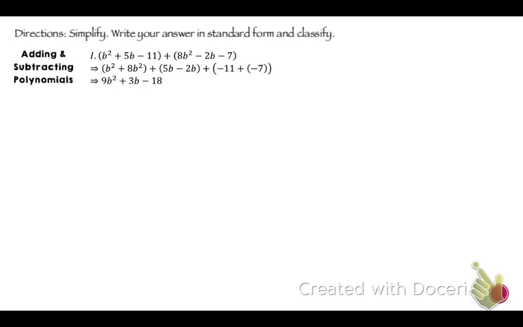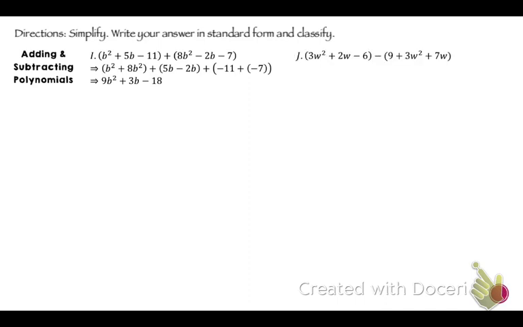So adding and subtracting these, really all you're doing here is combining like terms. Okay, so we're going to get our b squareds together, we're going to get our b's together, we're going to get our constants together. So we have b squared plus 8b squared plus 5b minus 2b plus -11 plus -7. So that's 9b squared plus 3b minus 18.